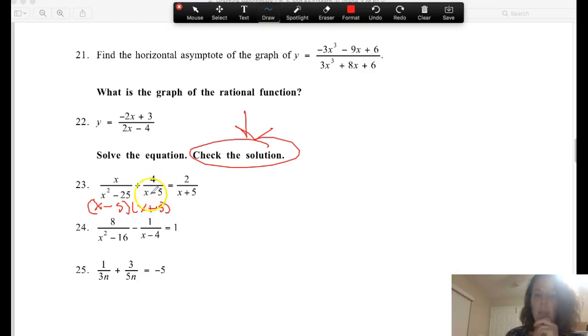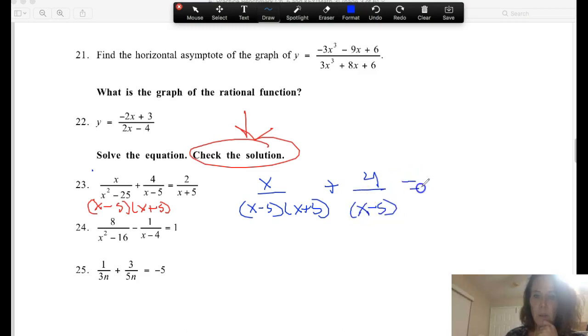All right, so to get my least common denominator, I have an x minus 5 and an x plus 5 in each of these terms, and it's here in both terms. So this would be my least common denominator. Now, if I multiply both sides of the equation by it, my denominators will fall out. So what I have here is x over x minus 5 times x plus 5 plus 4 over x minus 5 equals 2 over x plus 5.